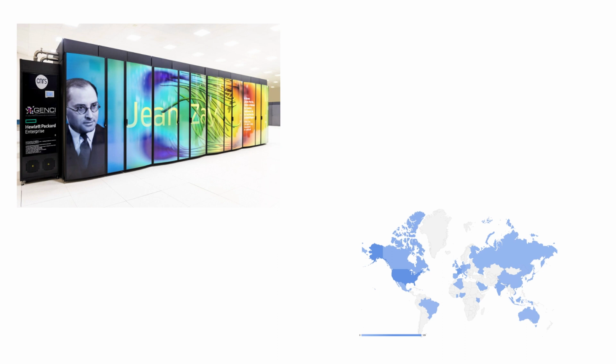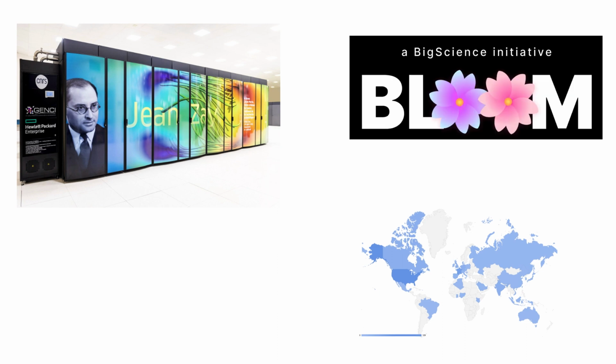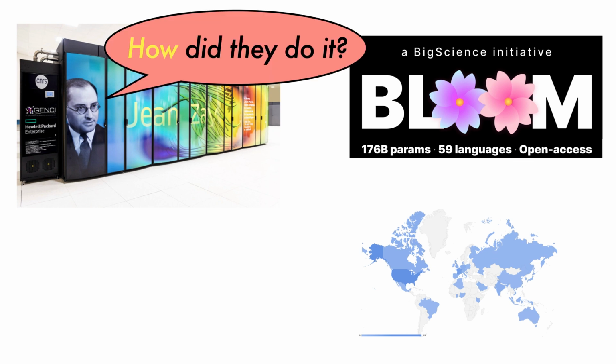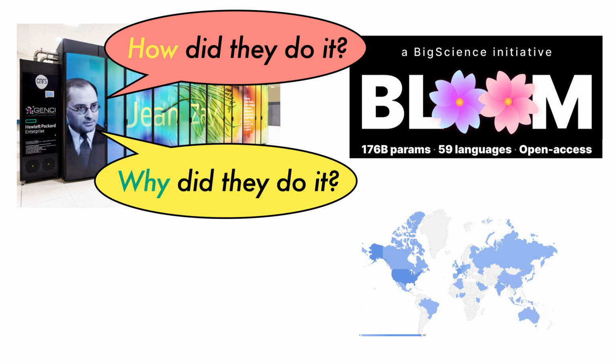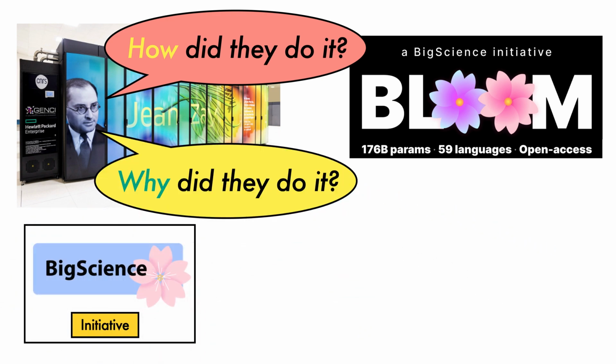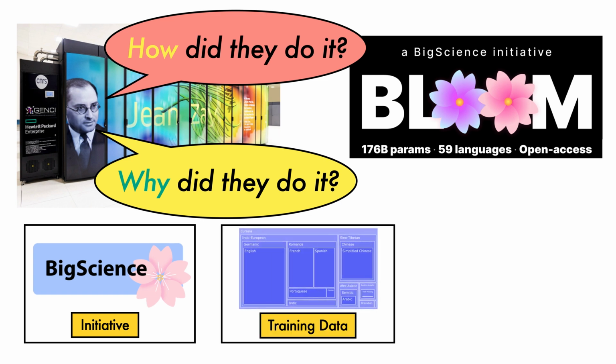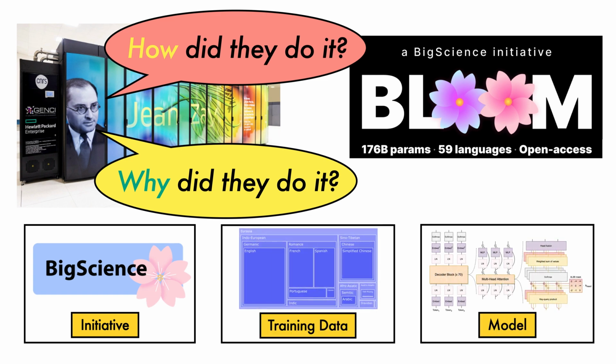Using more than 1 million GPU hours on the Zhongzhei French supercomputer, researchers from around the world created Bloom, a large language model with 176 billion parameters trained on 59 languages that is open access. How did they do it? Perhaps more interestingly, why did they do it? This video describes the motivation behind the BigScience initiative, the training data, and the Bloom model that was ultimately released.